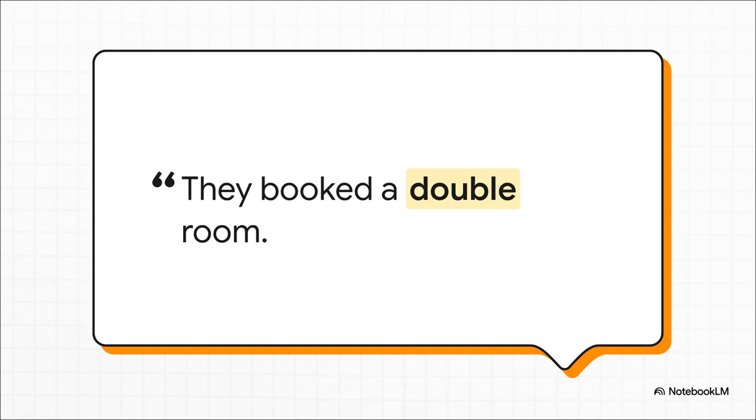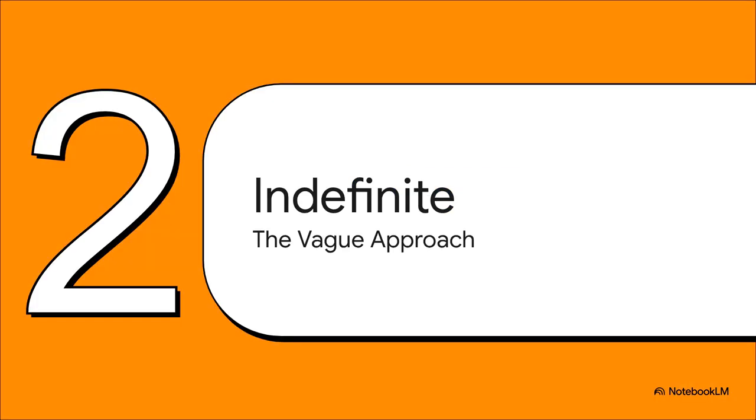Okay, let's switch gears a bit. So what happens when we don't know the exact number? Or maybe we just don't need to be that specific? Well, that's where our second toolkit comes in handy, the indefinite adjectives. This is all about estimation and generalization.